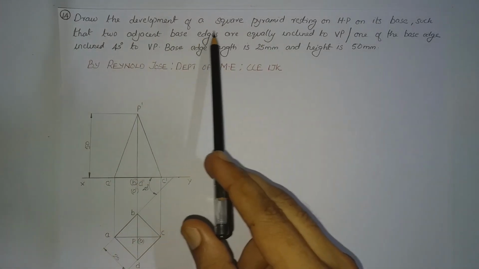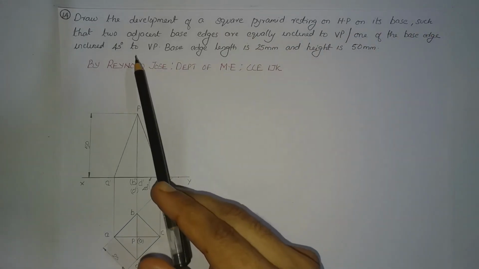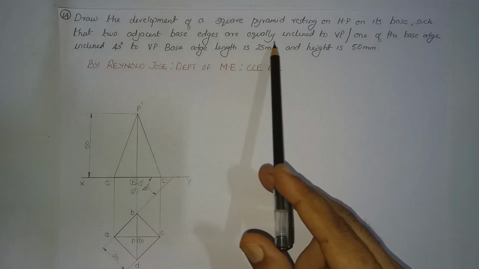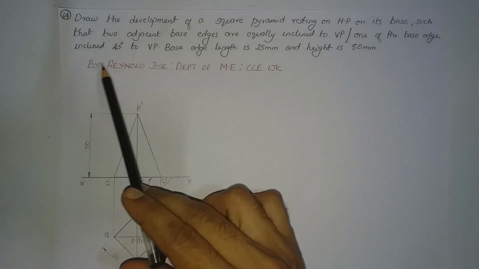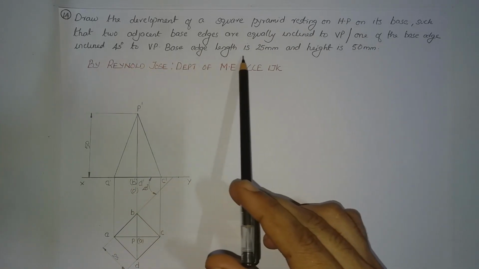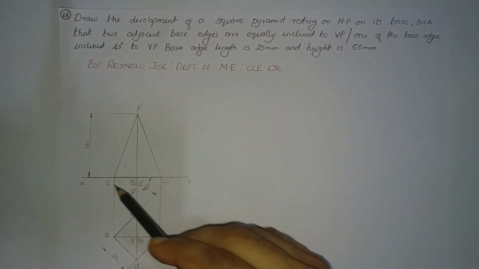Draw the development of a square pyramid resting on HP on its base such that two adjacent base edges are equally inclined to VP, or one of the base edges inclined 45 degrees to VP. Base edge length is 25 mm and height is 50 mm. In this case, the solid is resting on the horizontal plane on its base. Because of this, in the top view we will get the base shape as a square with two diagonals, and the outline of the front view will be a triangle.